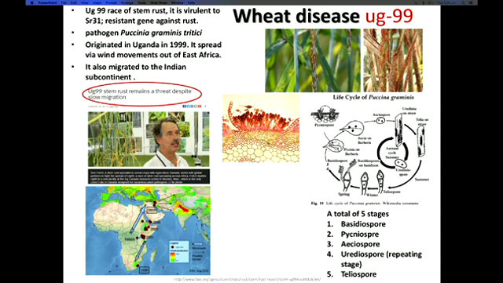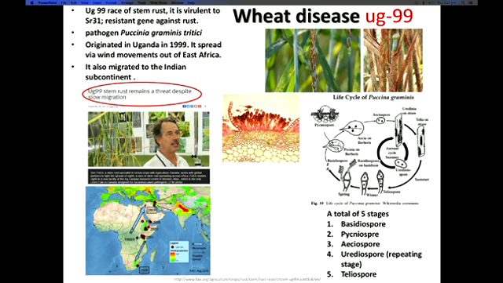How is it possible to migrate? Anybody can tell how a fungus can migrate from one continent to another? Human, yeah, definitely. And it's airborne. If it is airborne, then through the air it could migrate from one continent to another. And if human beings carry infected seed from one place to another, in that way it could also migrate.